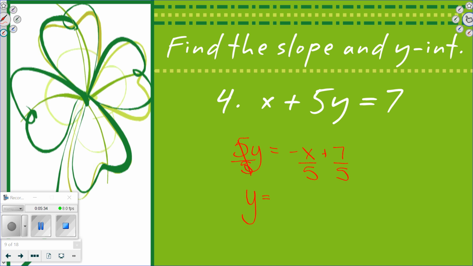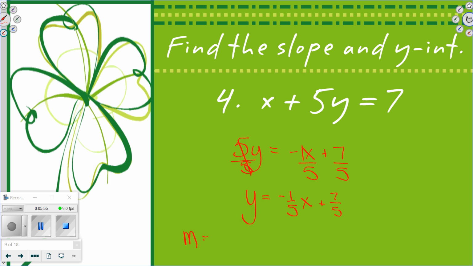Now, right here is where a lot of students will struggle. The negative x over 5. What does that mean? That's negative 1/5. Remember, there's a 1 there. So negative 1/5 x plus, am I allowed to have that be a fraction? Yeah, I sure can. That's 7 over 5.